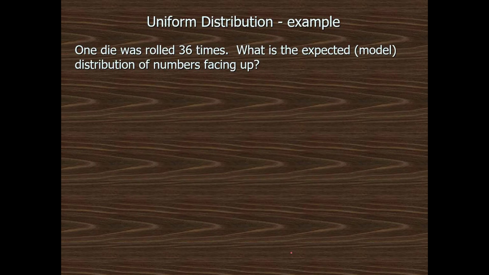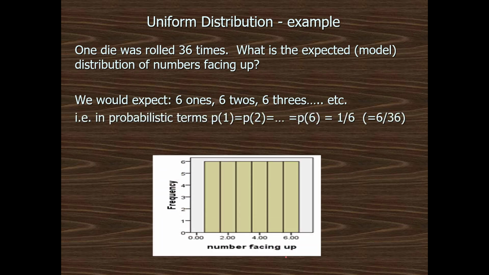Here's an example of a uniform distribution. There's one die rolled 36 times. What is expected? That's the model. What we expect to happen is the model. We would expect six 1s, six 2s, six 3s, six 4s, six 5s, and so on. If the die is fair, we would expect to get an equal number of each of the possible outcomes.